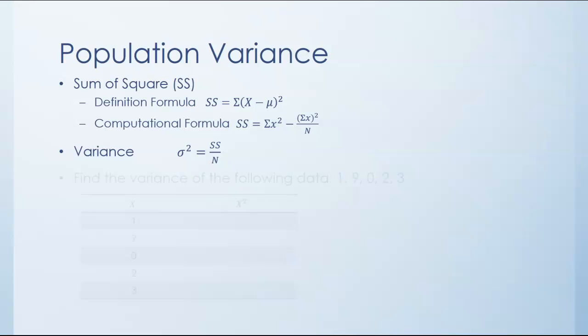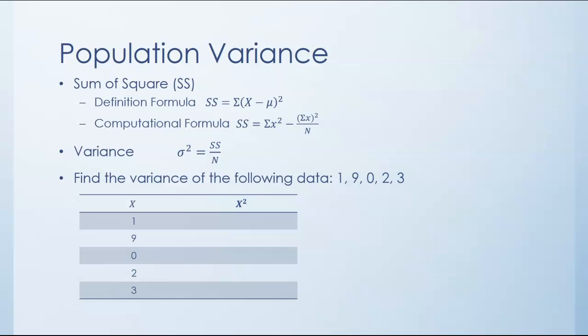Alright, so I do have an example here. We're going to find the variance of just these 5 numbers: 1, 9, 0, 2, and 3. We don't even have to find the mean if we use the computational formula. If you use the definition formula, then you have to figure out what the mean is. So the first thing we're going to do is add up the data points. That's going to be the sum of our x's. So the sum of our x's is 15.